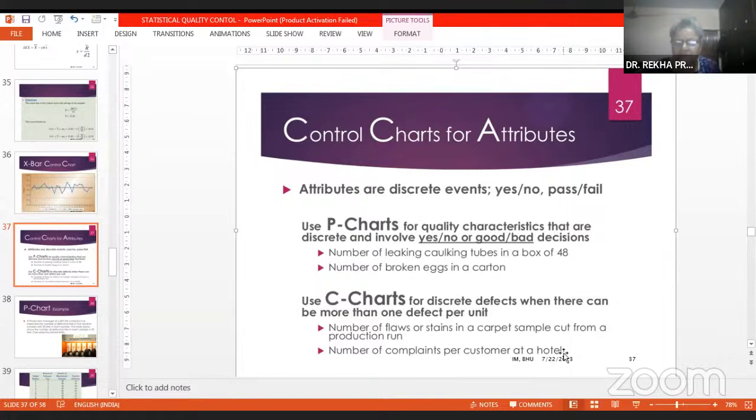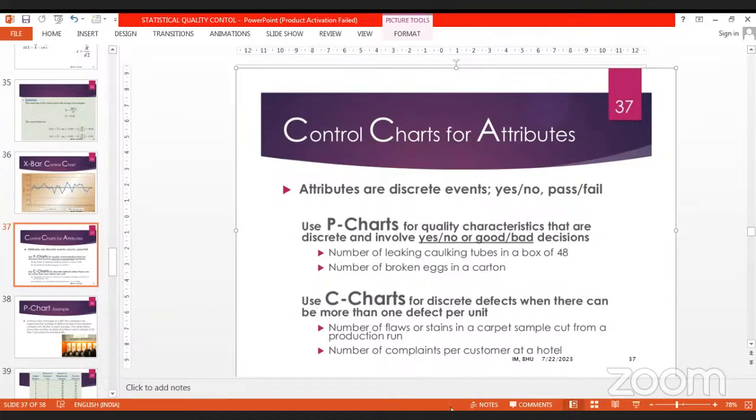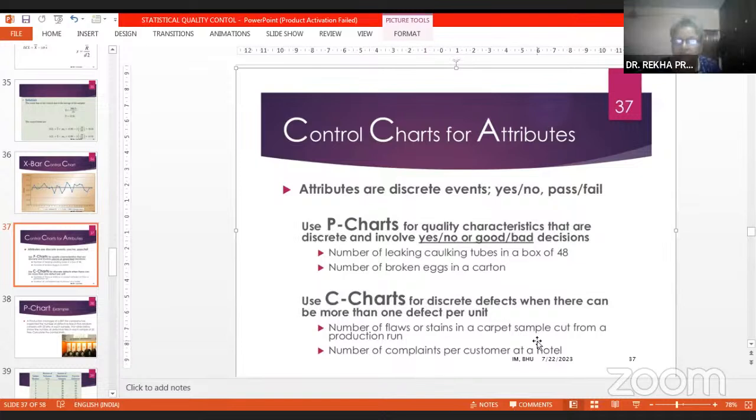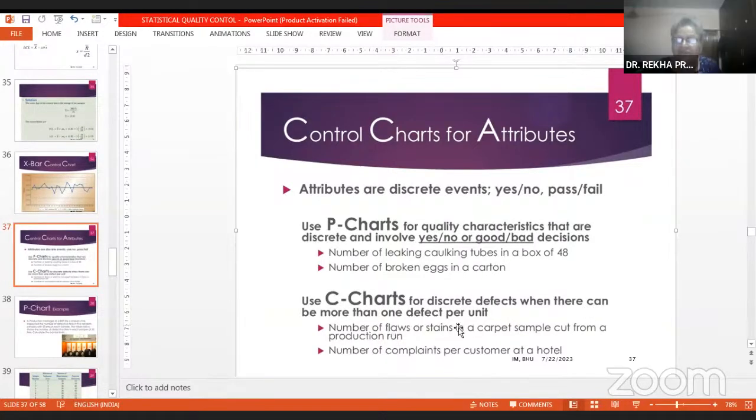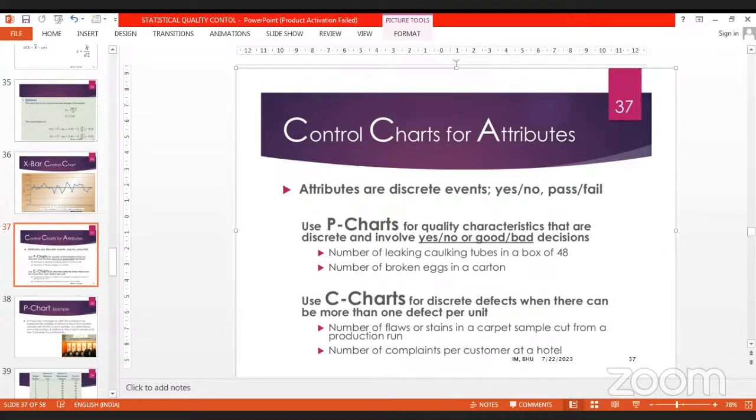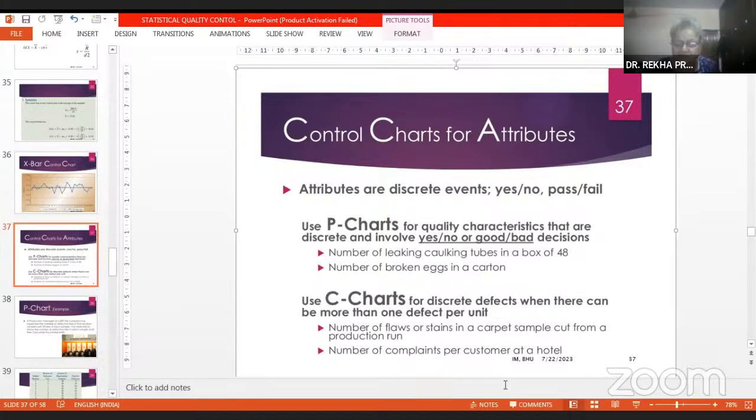कोई एक, and C charts are for more than broken है नहीं है. Use C chart for discrete defects when there can be more than one defect per unit. जैसे किसी एक 1 square meter में कितने flaws हैं weaving में, number of complaints per customer at a hotel, something like that. So when that, we use C charts.